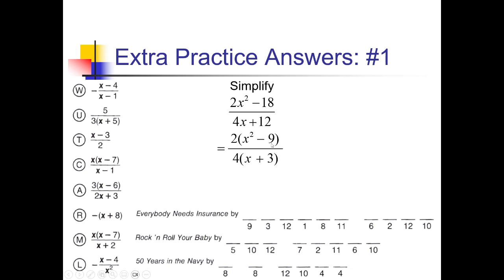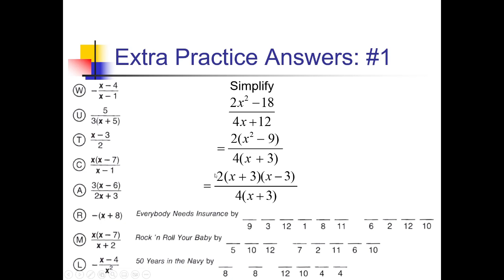The numerator can be factored a little bit more. That 2 is still there. We have a difference of perfect squares, so I can square root those and use a plus-minus in parentheses. That'll give me the square root of x squared, which is x, and the square root of 9, which is 3, so plus 3. And we also then have x minus 3. And then the denominator stays the same, no changes there.